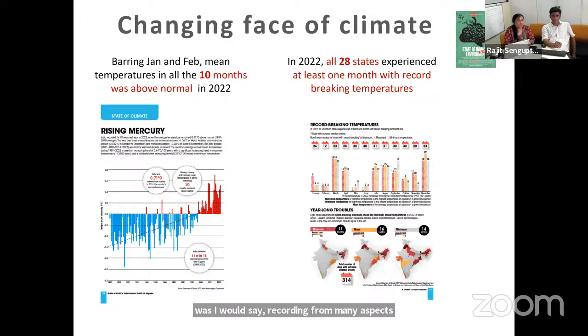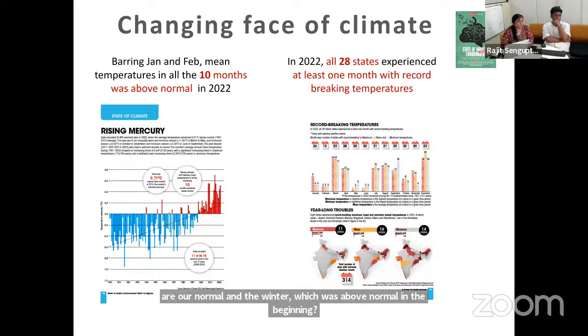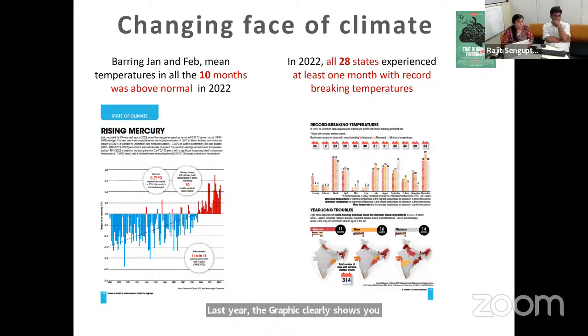First, except for January and February, the mean temperature across 10 months was above normal last year. That is an indicator of climate change. The graphic clearly shows you that trend. In fact, 11 out of the 15 years, in the decade that we have marked in the fact sheet, were the hottest in the country.